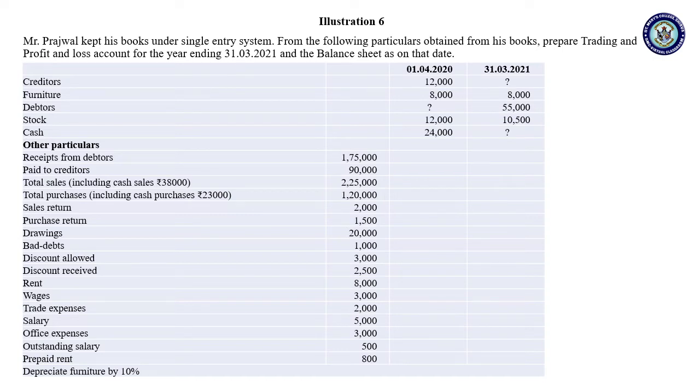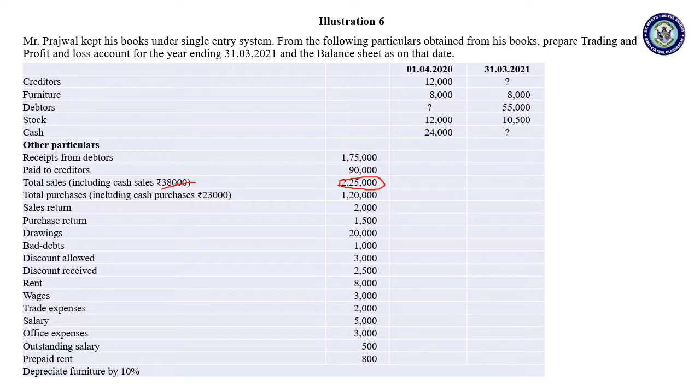Next, total purchase. Total purchase is the sum of cash purchase and credit purchase. Now, within the bracket they have given including cash sale of 38,000. Total sale means it is the sum of cash sale and credit sale. So my total sale value is 2,25,000. In this 2,25,000, 38,000 is the cash sale.